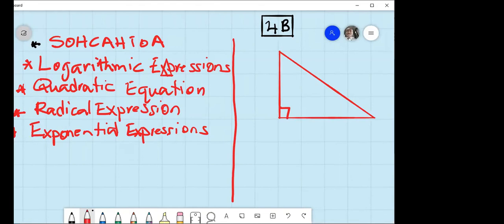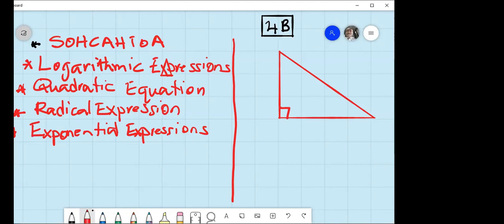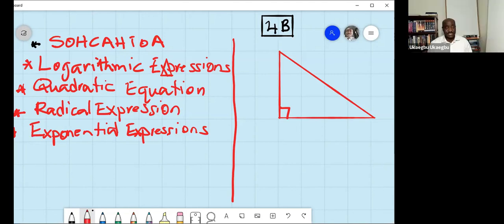Thank you. So I just drew a right triangle, and in a right triangle, there are so many things that can be done. We can use the Pythagorean theorem to get the sides of a right triangle. For example, I can say this side is 3, and this side is 4. What would be this side?